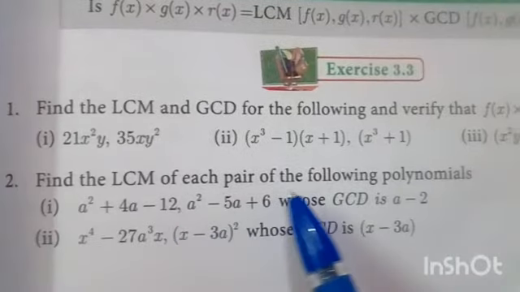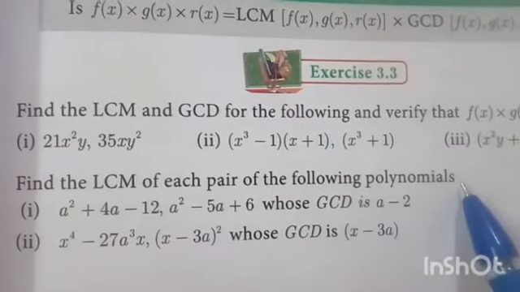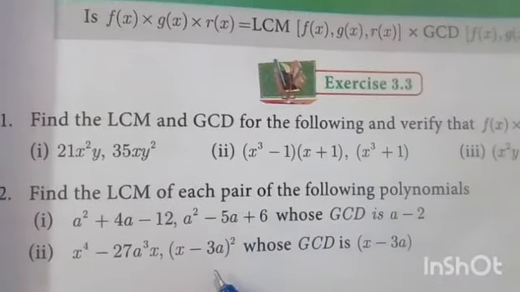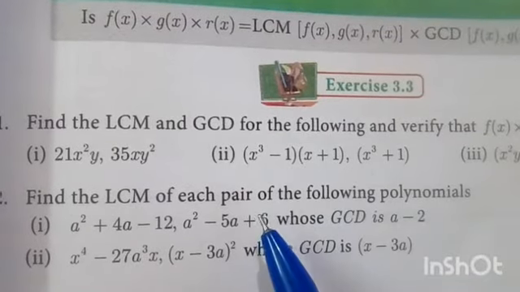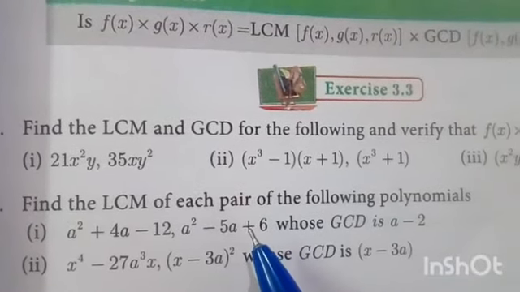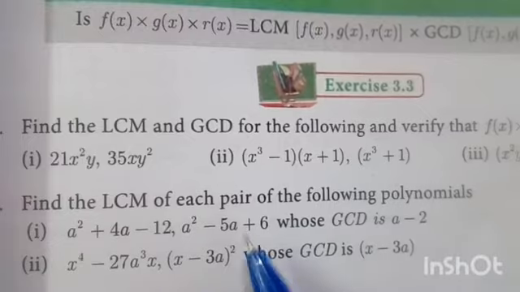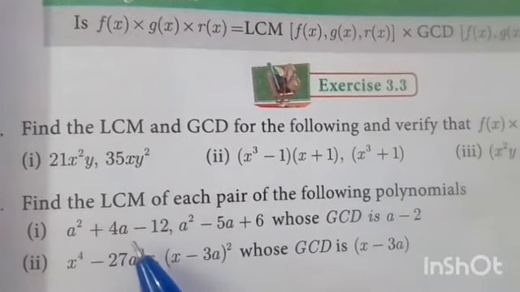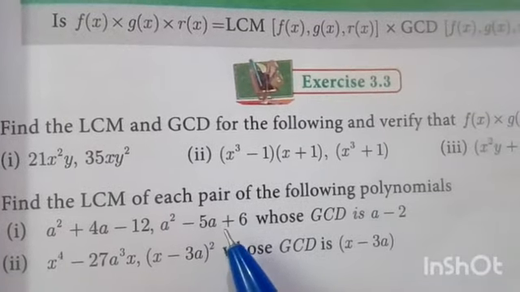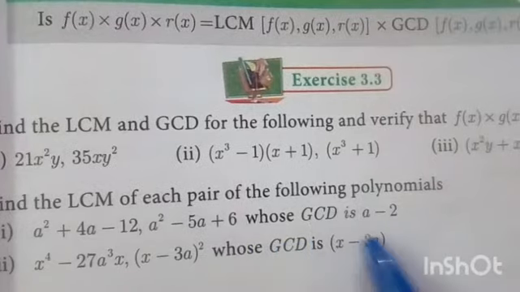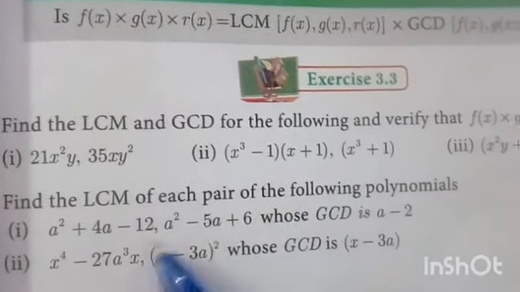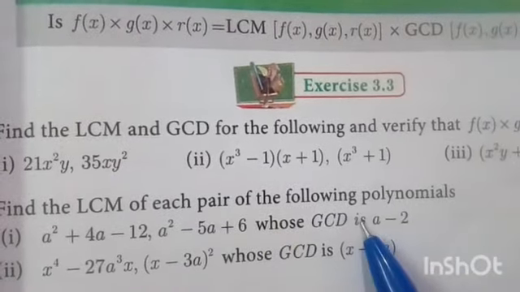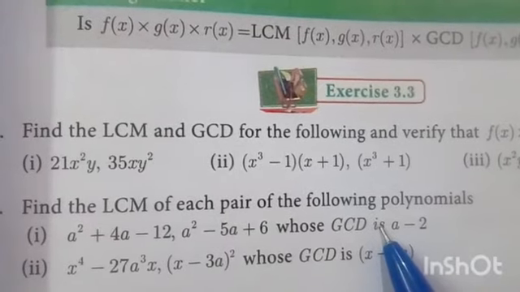Second problem: find the LCM of each pair of the following polynomials. Here two problems are given. I am going to teach you only one problem, and the remaining you have to try yourself. The first problem: a square plus 4a minus 12, a square minus 5a plus 6, whose GCD is a minus 2. The f of x and g of x and the GCD are given, and using that you have to find the LCM.